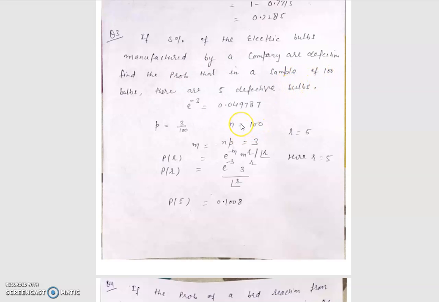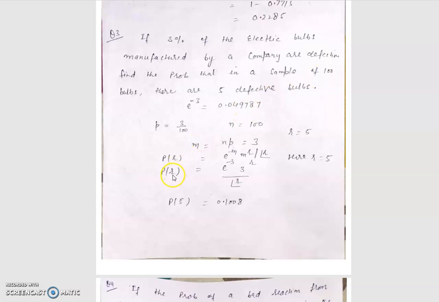What do you have to find exactly? You have to find the probability of 5 defective bulbs. Not at least, and not at most, but exactly 5 defective bulbs. So what is the probability of the Poisson distribution? P(r) is equal to e to the power minus m, m to the power r upon factorial r. You have to find r equal to 5: out of 100 bulbs, the probability of 5 defective components.